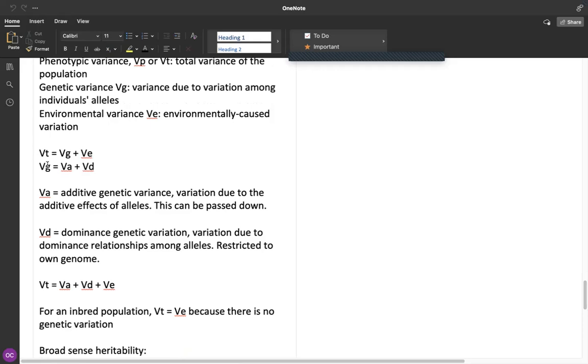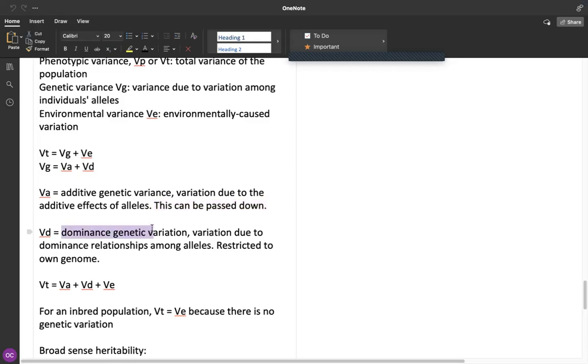And then another equation is for genetic variance. Genetic variance is the additive genetic variance plus the dominance genetic variation. So what is additive genetic variance? This is a variation that is due to the additive effects of alleles. And essentially the most important thing here is that note that this actually can be passed down from parent to child.